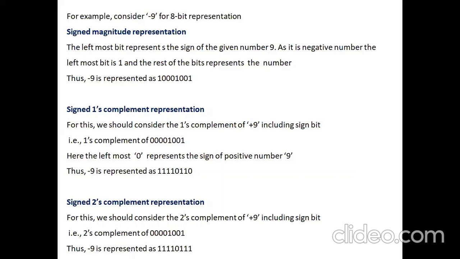So it will be 0 0 0 0 1 0 0 1. Here the leftmost 0 represents the sign; 9 is positive. But for the ones complement, you should invert the bits. Ones complement means all zeros become 1 and 1s become zeros. So we get 1 1 1 1 0 1 1 0.